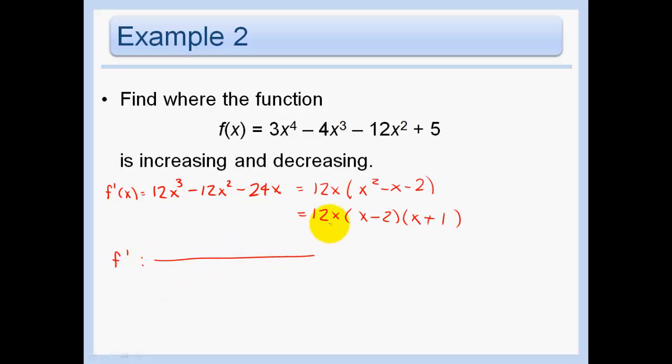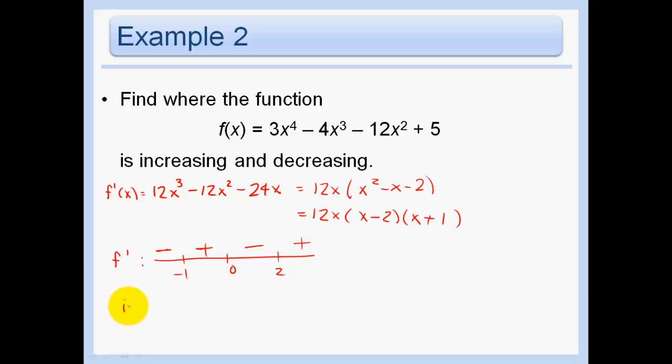Our zeros are at 0, at 2, and at -1. If I put in a number like -2, I would get a negative times a negative times a negative, which is a negative. If I put in a number like -1/2, I would get a negative times a negative times a positive. If I put in a number like 1, I would get a positive times a negative times a positive. And then a big number, I get a positive out.